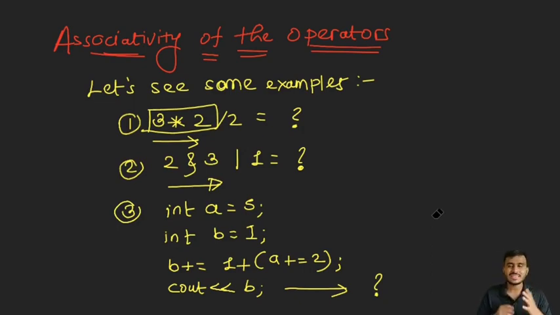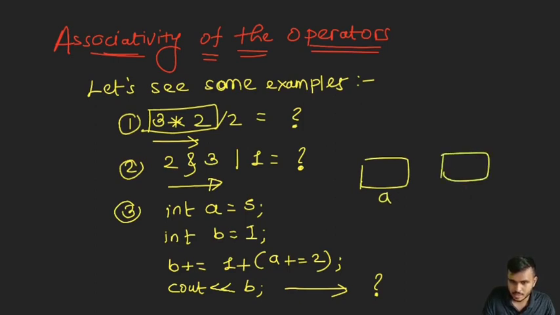So let's see how this expression will be evaluated. Let me write the initial values of a and b. Let me create two boxes. This is, let's say, a, and this is b. So a is initially 5 and b is initially 1. Now in this expression we are doing b plus equal to 1 plus, in brackets, a plus equal to 2.